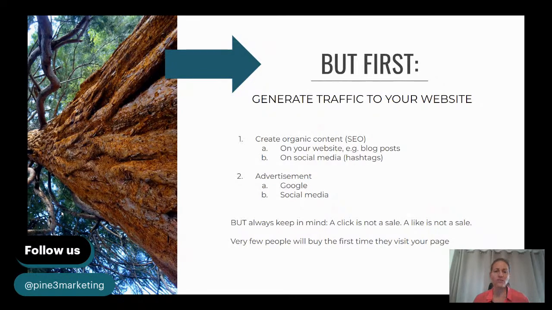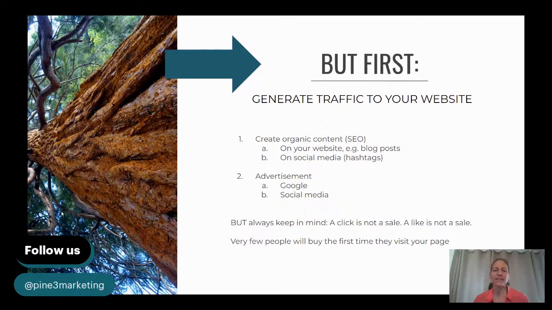Organic content. What is organic content? It's not grown in a pot plant. It is things that you do not pay directly for to a platform. Like advertisement, if I go to number 2, there is paid. So you use what we call ad spend, advertising spend. You pay Facebook to show your ads. You pay Google to show your ads. You pay Instagram to show your ads, but you pay them directly. So that is advertisement. Organic content is more blog posts on your website.